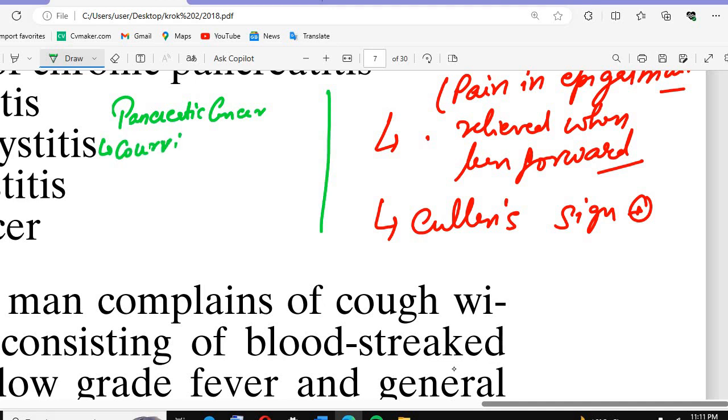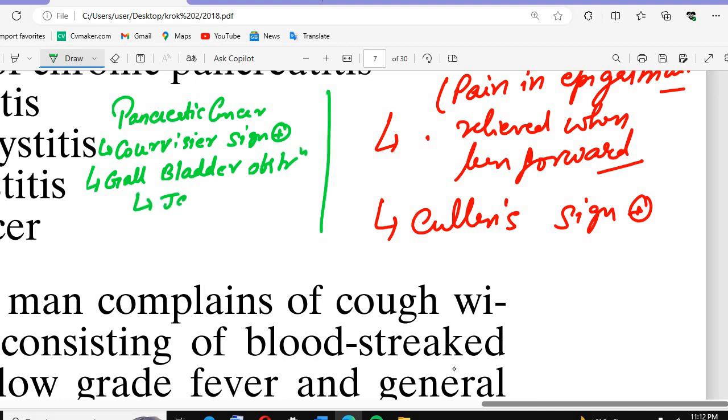Courvoisier sign will be positive. Along with that, we see gallbladder obstruction, which is also seen in pancreatic cancer. That's why there will be jaundice, and this is a painless condition. This is the painless condition that we will see.